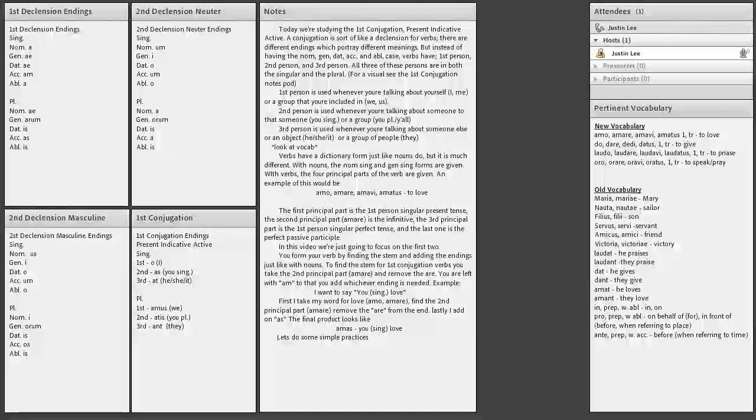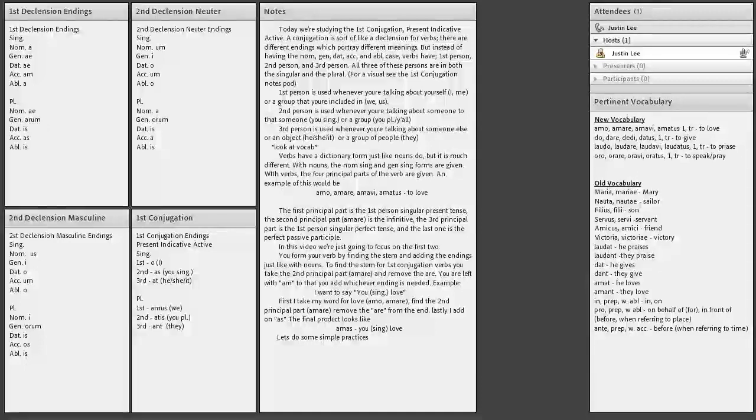The third person is used whenever you're talking about someone else or about an object. So he, she, or it, or a group of people would be they. All right, so let's look at the vocabulary here. I have a little pertinent vocabulary pod, and let's focus specifically on the word I just underlined, or actually the many words. Amo, amare, amavi, amatus. One, transitive. The little one means that it belongs to the first conjugation, and the TR stands for transitive, which means that it takes a direct object.